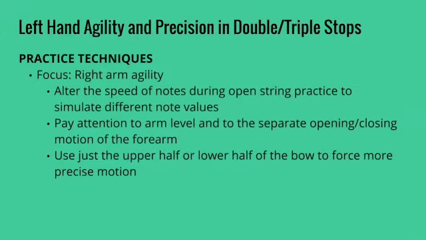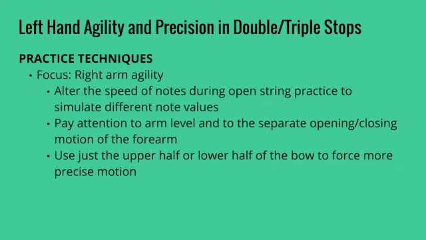All right, to make sure that students are successful as they practice these things, I would remind them that the focus is agility in the right arm. They should alter the speed of the notes during open string practice so that they can simulate different note values. So think about doing this with half notes, quarter notes, eighth notes, quarter notes with rests in between, or eighth notes with rests in between, just to make sure that there is a structure behind each time you do it, making sure that it is not absent of rhythm, but rhythm can actually help drive the activity and the exercise.